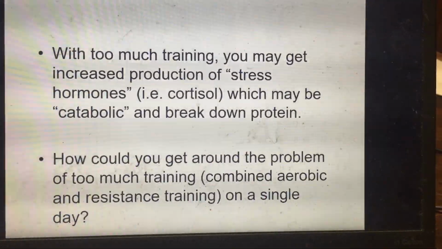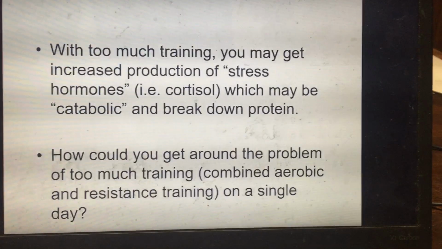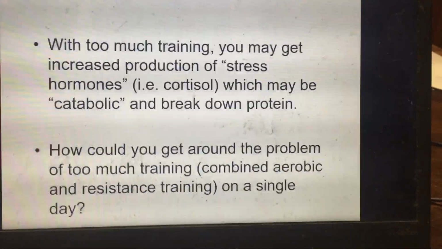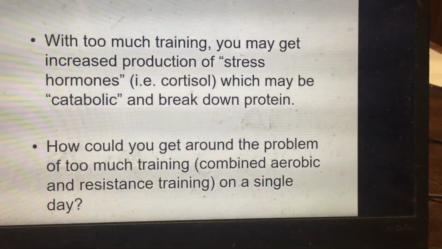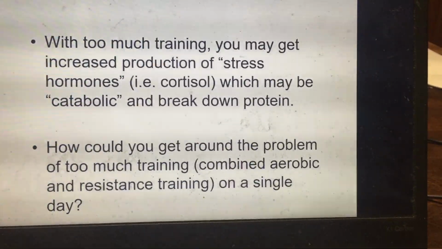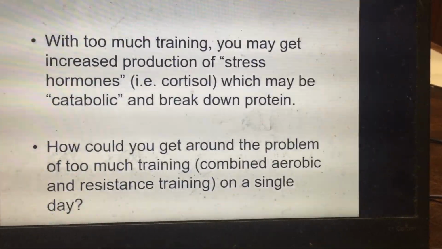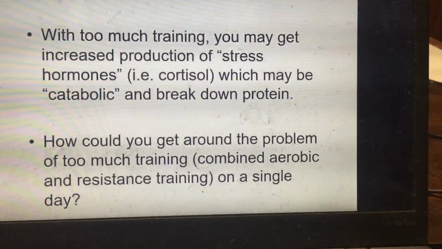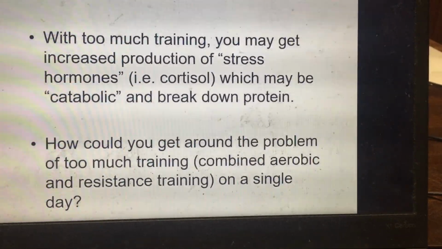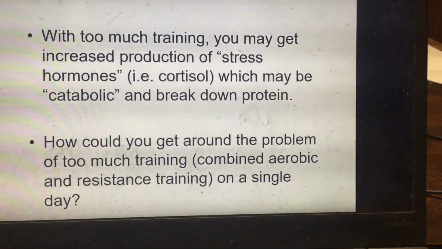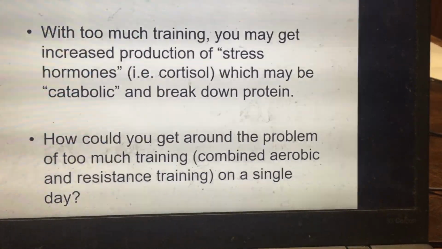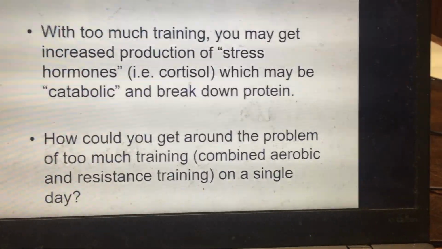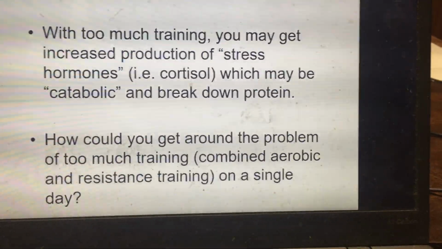With too much training, you might get increased production of stress hormones like cortisol, and that's a catabolic hormone. It breaks down protein. So the question here is, if you're doing strength training and resistance training, how can you get over the problem of doing too much training on a single day? The answer is that you could do light aerobic workouts on your strength training day and vice versa. So you can do your light strength training days on your heavy aerobic day. Or another solution is to completely break them up.